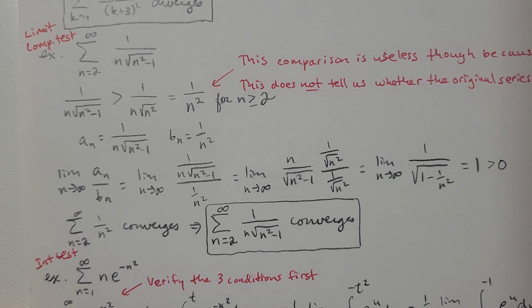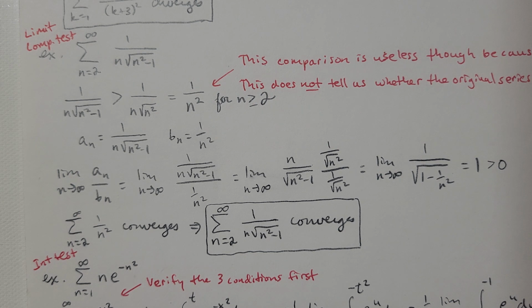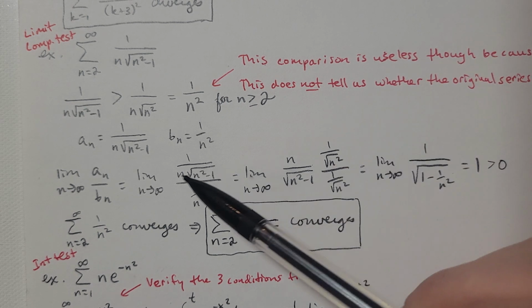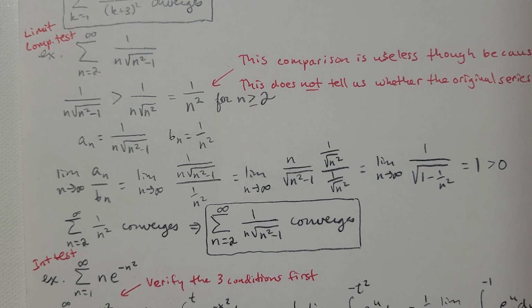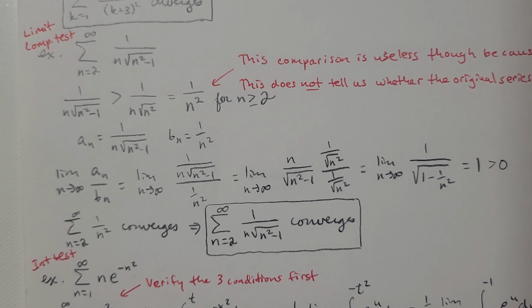Well, the next thing is I'm going to stick with the comparison test, but I'm going to use the limit comparison test. Think of the limit comparison test as a plan B option if the standard comparison test didn't work out. So a sub n is 1 divided by n times the square root of n squared minus 1, and b sub n is 1 over n squared.